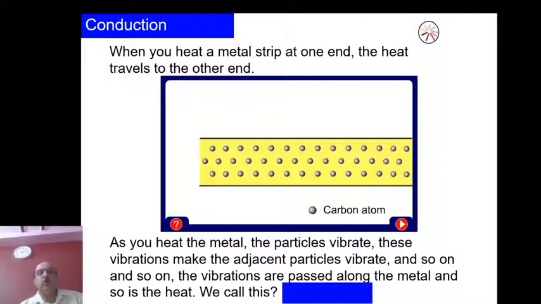If we provide the heat from this side to the metal rod, the vibration of the particles gives the energy and the heat will come to the other side. And we call this conduction.